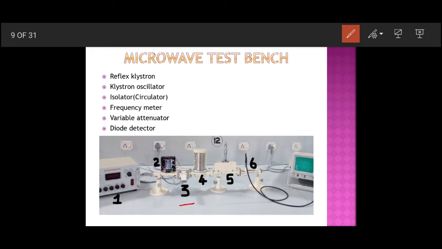After the reflex klystron oscillator, we need an isolator to prevent transmission of the microwave signal back to the klystron. Here in this picture, we are using a circulator instead of the isolator, but we are converting that circulator to an isolator by match terminating the extra port of the circulator so that the circulator acts as an isolator.